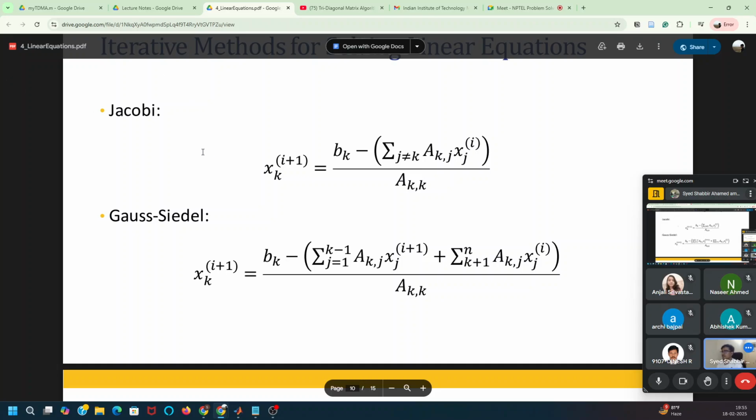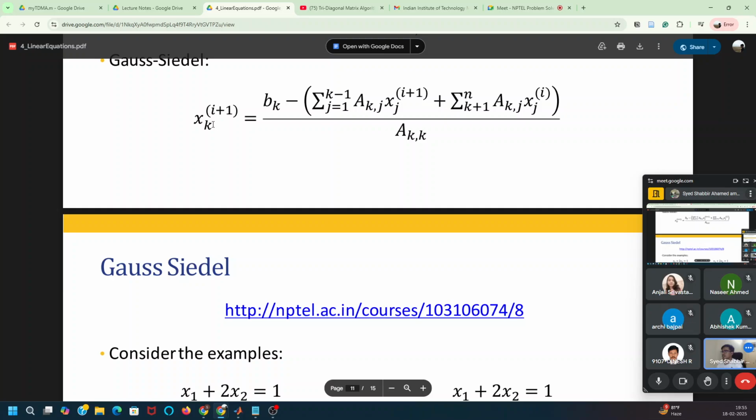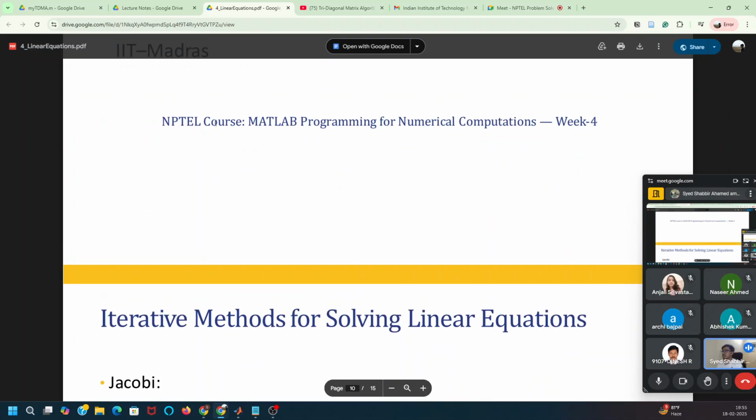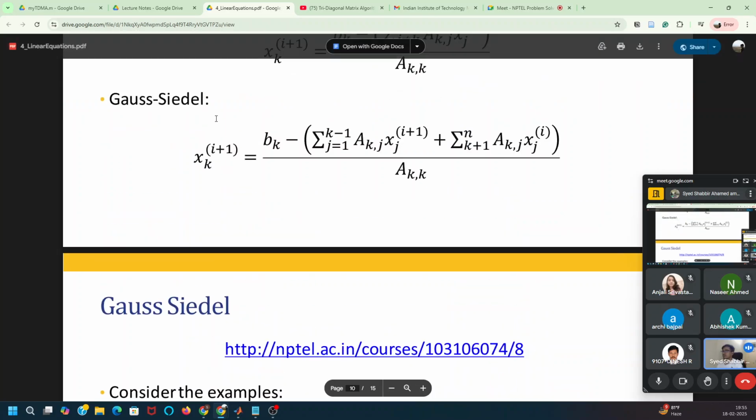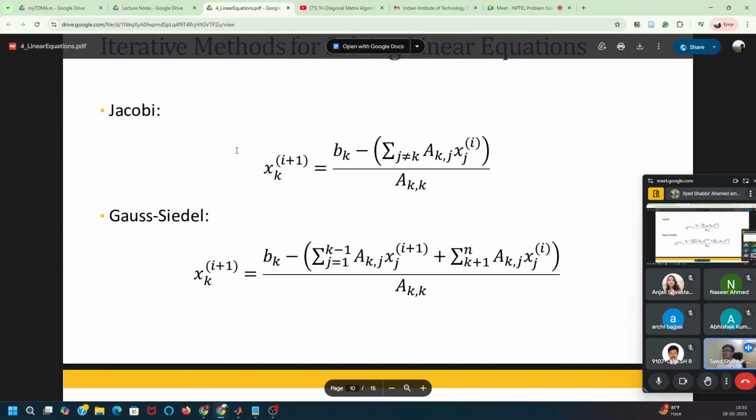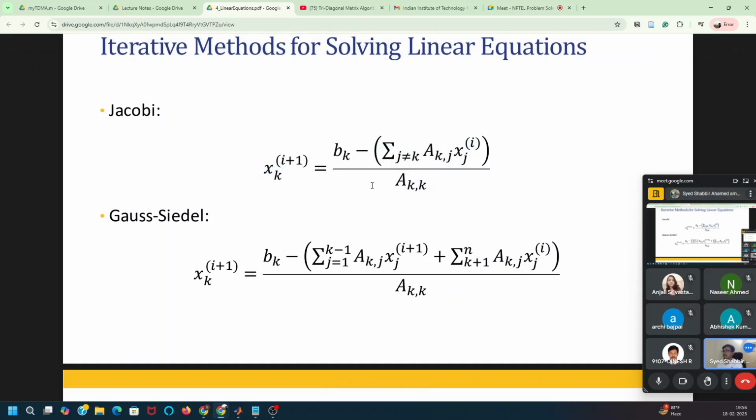Do you have any doubts in these two methods? How we are doing it? Of course, we'll go through the codes, but I want you to be very clear with this formula. Okay?